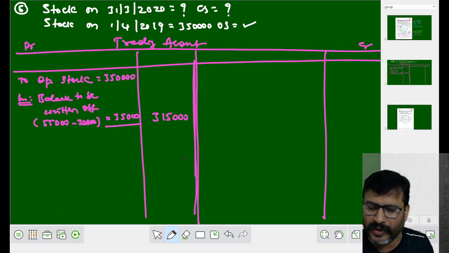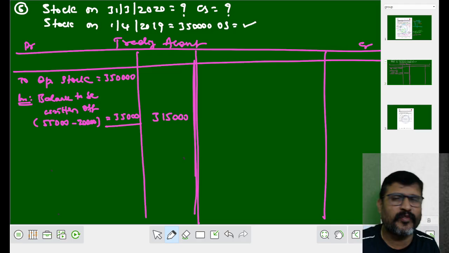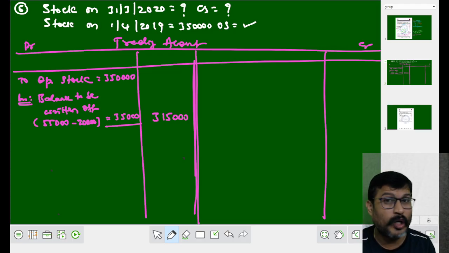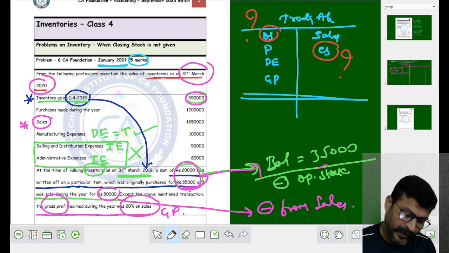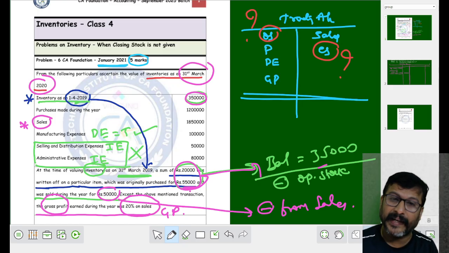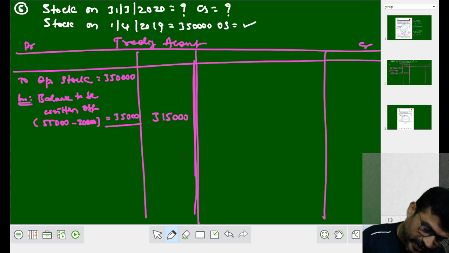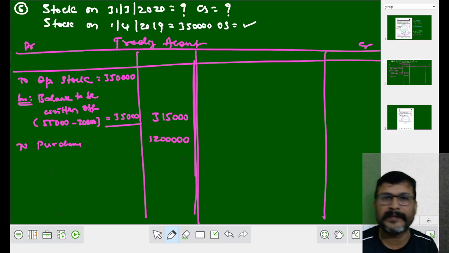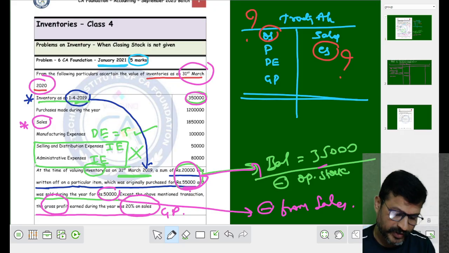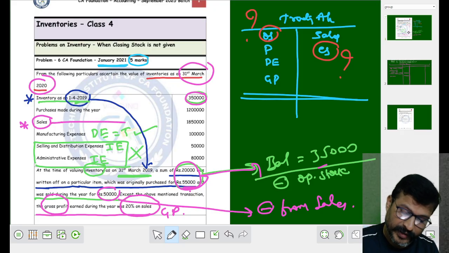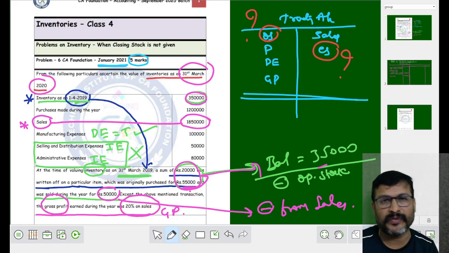Did you understand? Like that we have still another 4-5 problems, but listen with a lot of interest, my dear student. Purchases during the year 12 lakh. Where to record the purchases? Purchases come on the debit side. How much is it? 12 lakhs. No other adjustment for purchases. Sales is how much? 18,50,000.